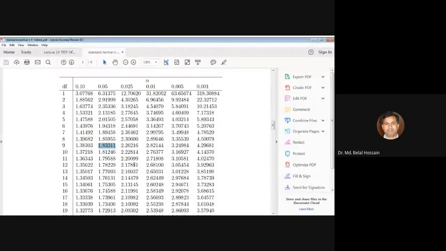We can see that from the table. Okay, if you can remember that degrees of freedom is 9, look at carefully, and they are talking about 5% level of significance. So the alpha value is 1.833. Okay, so T alpha equals 1.833. Okay, কার কোনো কোশ্চেন আছে?